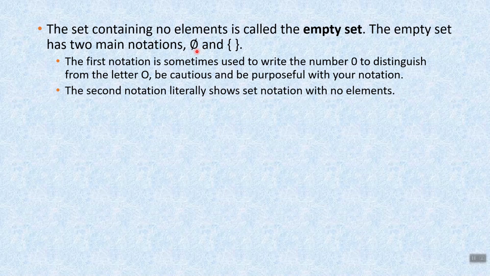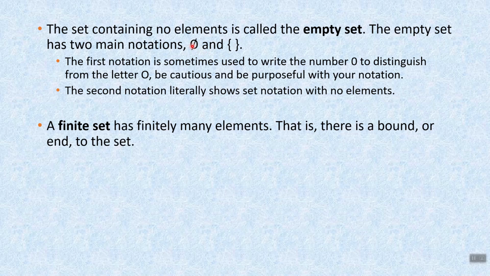Empty set is nothing. 0, it means 0, but at least you're not negative, right? When it comes to money or something like that. The second notation literally shows a set with no elements. I prefer this notation, but I actually write this one more frequently.